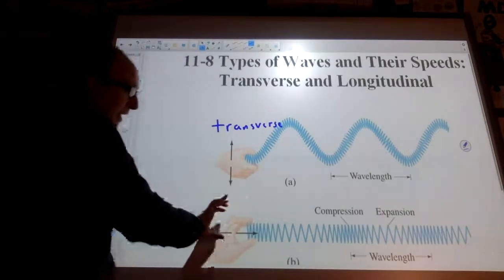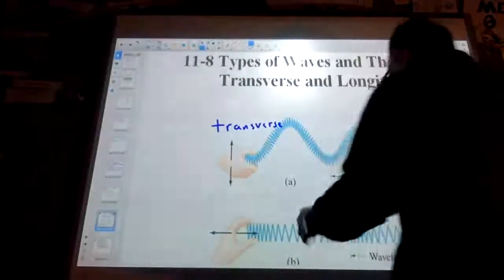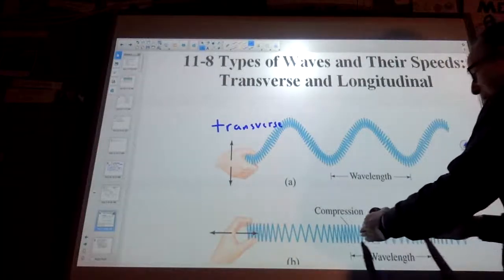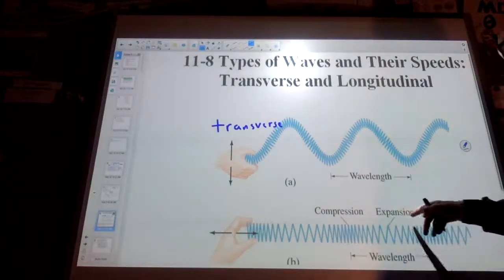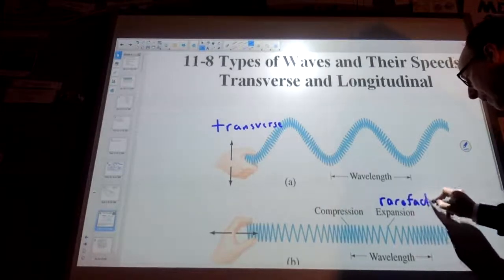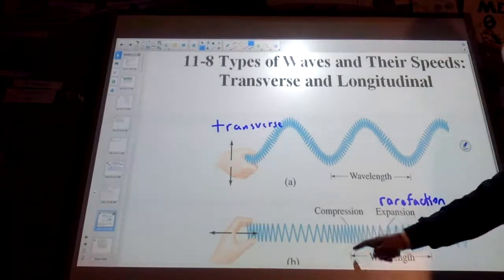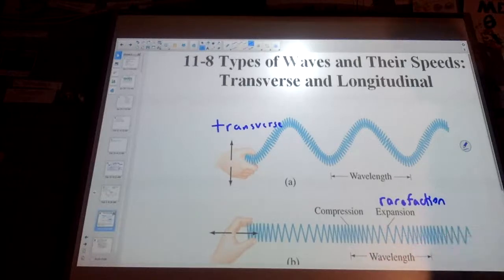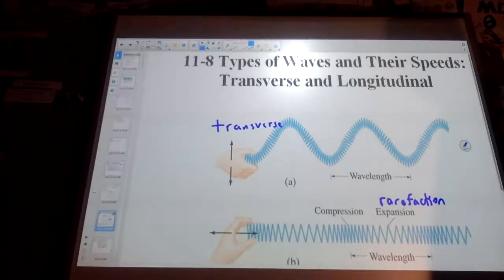And so this hand is moving side to side, and we have areas where they are compressed and areas where they are stretched together. In your notes, they call this expansion. It also is known as rarefaction. And then again, our wavelength is going to be the distance between like points in our wave. So the distance between the center of the compression to the center of the compression.